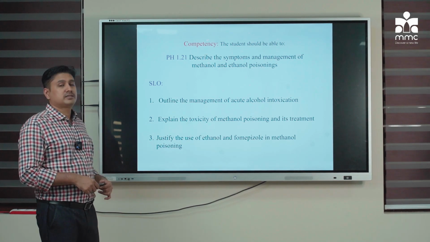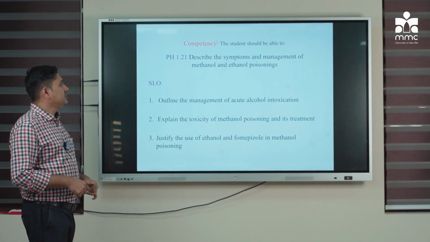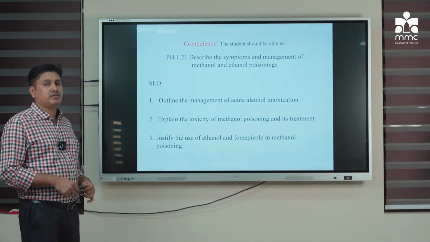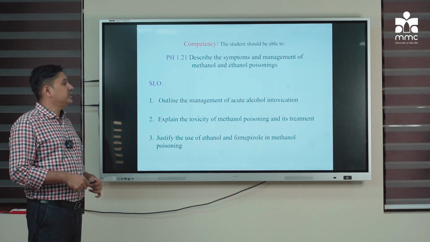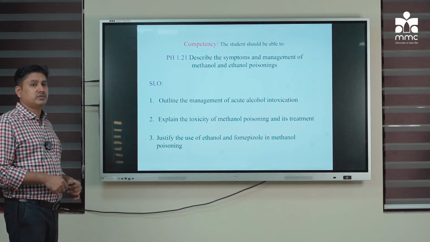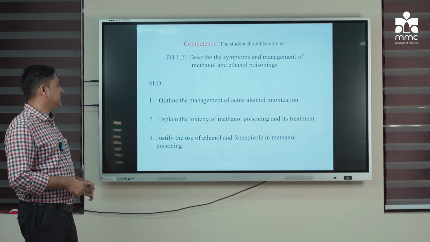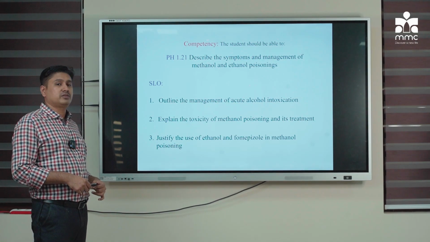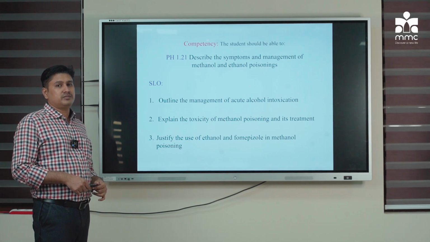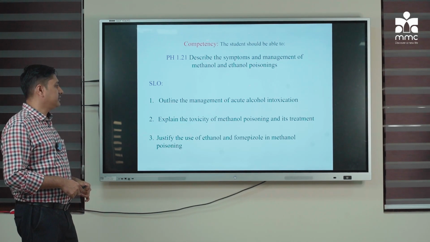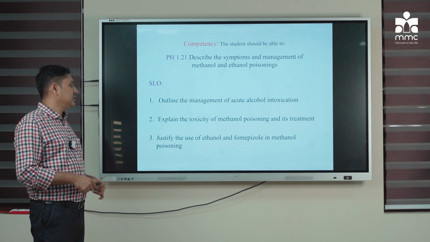The competency is PH 1.2.1. It is to describe the symptoms and management of methanol and ethanol poisoning. And the specific learning objectives are: first, to outline the management of acute alcohol intoxication. The second is to explain the toxicity of methanol poisoning and its treatment. The third objective is to justify the use of ethanol and fomepizole in methanol poisoning.